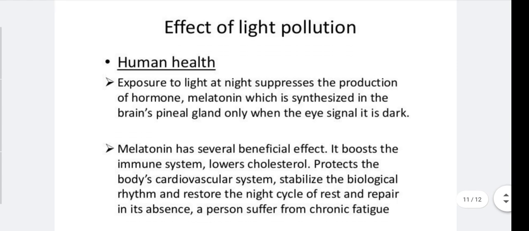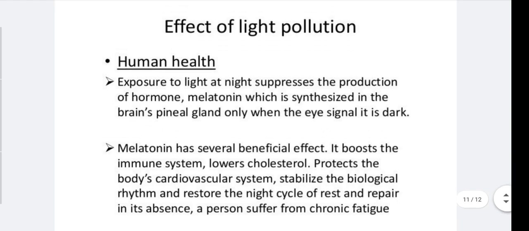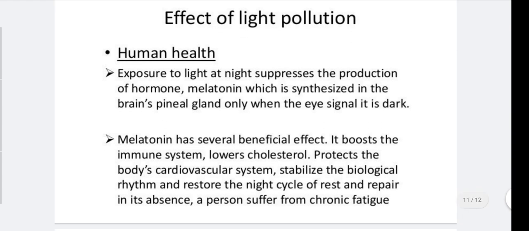So what is the effect of light pollution? Light pollution is not like other pollution like air pollution, water pollution. Light pollution means increased use of light. There is the pineal gland in the brain which produces the hormone called melatonin. If you are not sleeping properly and have continuous exposure to light, it will lead to decreased production of melatonin. So why is melatonin important?